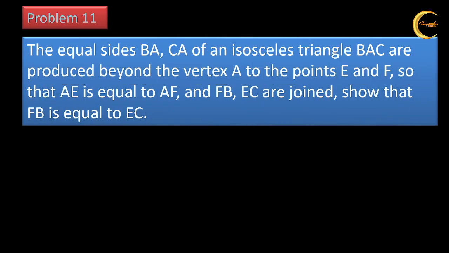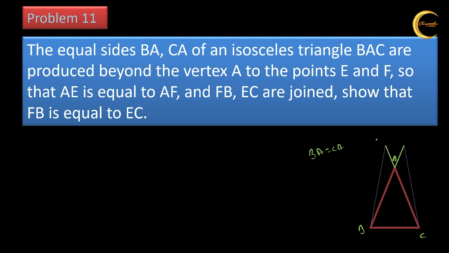This is problem number 11. This is also a very simple problem, and I have not given some markings. This is triangle ABC, and BA equals CA. This angle BAC is produced beyond the vertex A.